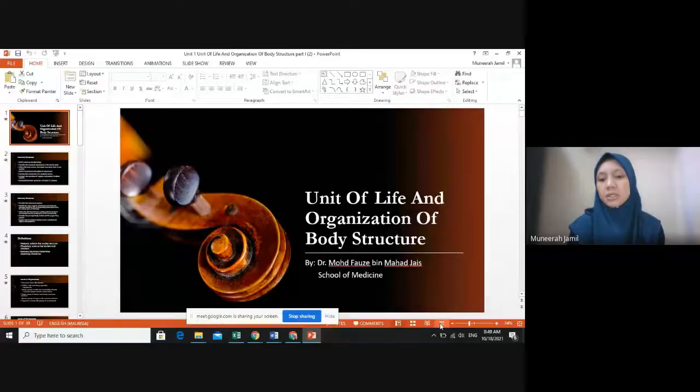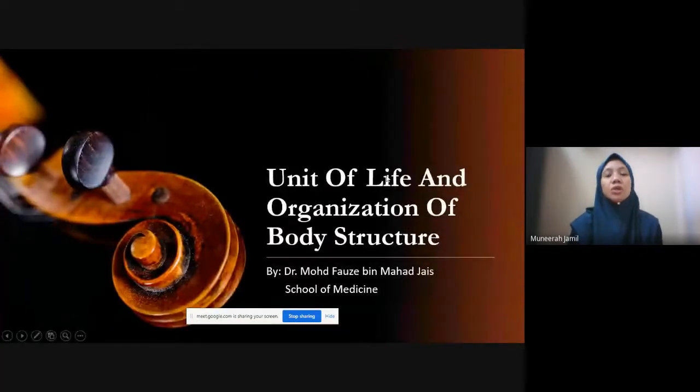Okay, now without further ado, I would like to share my slides. Okay. All right. So, unit of life and organization of body structure.